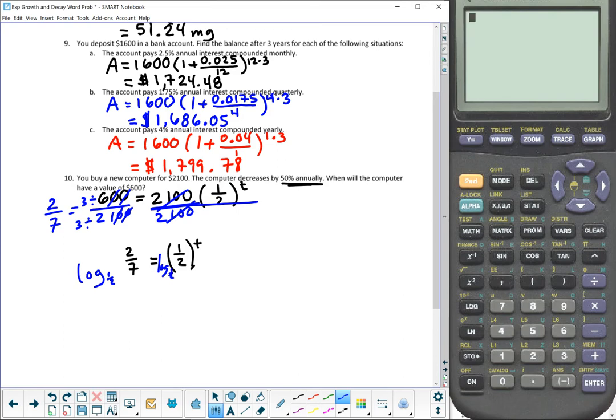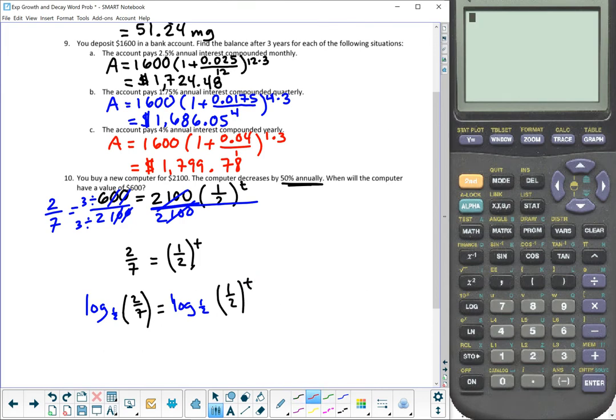Right there. Okay. So that's what you have to do. So let me write this a little nicer for you. So 2/7 equals 1/2 to the t power. This really should come down to log base 1/2 of both sides. And then this is going to be of 2/7. That's going to equal log base 1/2 of 1/2 to the t power.